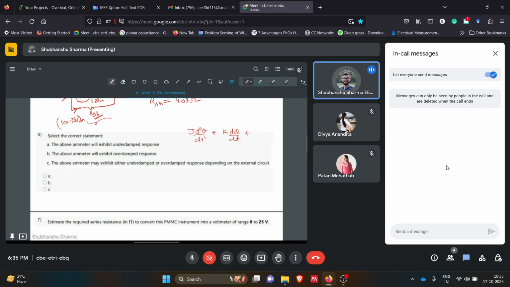Yeah, so it was T damping d theta by dt, or we can say K damping, plus K, that is the spring constant, K theta equals 0. Okay, so this was the equation which you have been told.